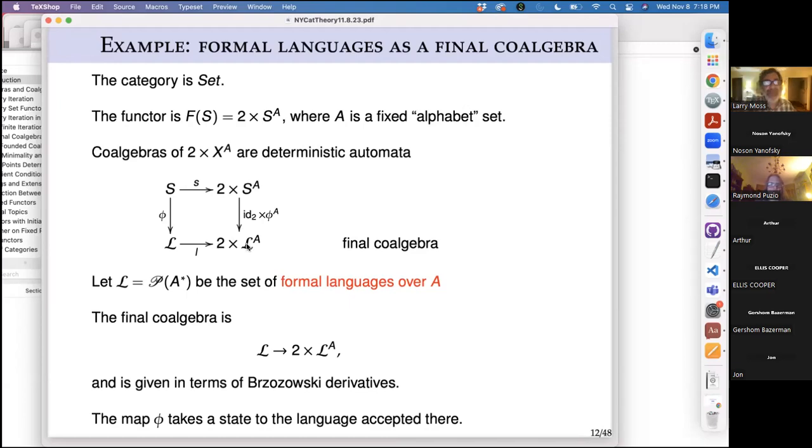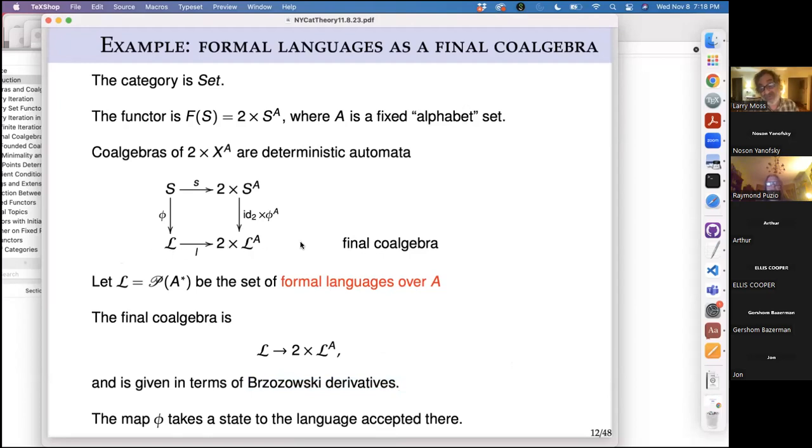Now what about this part here, into the set of functions from A into L? This is what are sometimes called Brzozowski derivatives. It takes a formal language and an alphabet symbol to the set of words such that if you stuck the alphabet symbol on the left, you would get into the language that you started with. So it's a natural map in automata theory. And so that's an example.